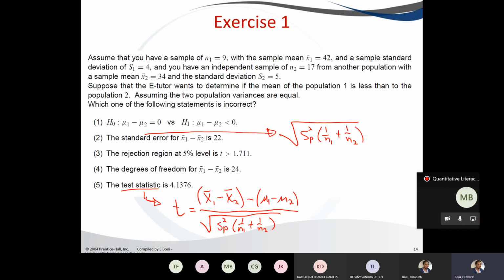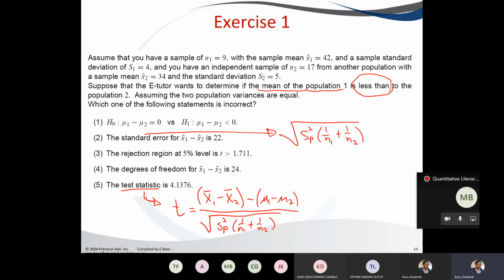Then they go on and say, suppose that an e-tutor wants to determine if the mean of population 1 is less than, and there is your key note. If they had said the mean of population 1 is different to the mean of population 2, then we know that we're doing a two-tail test. But because they are telling us that the mean of population 1 is less than, we cannot put it in the null hypothesis. We can only put it in the alternative.